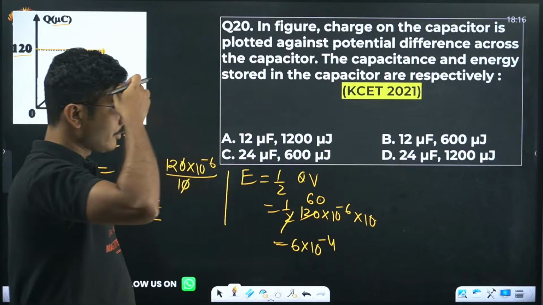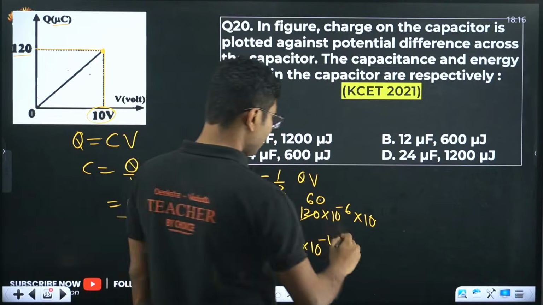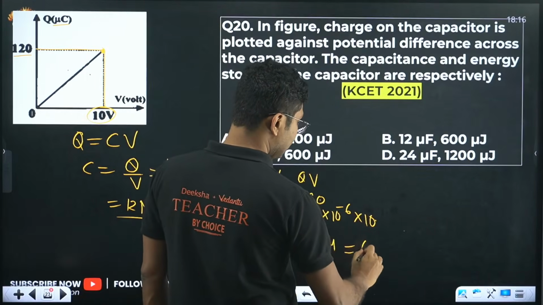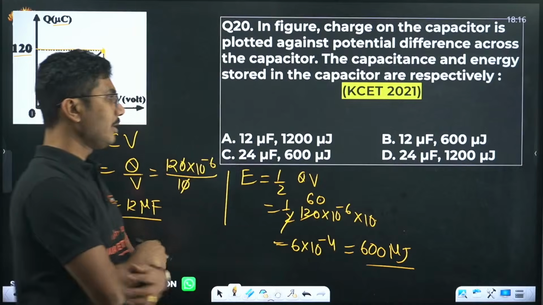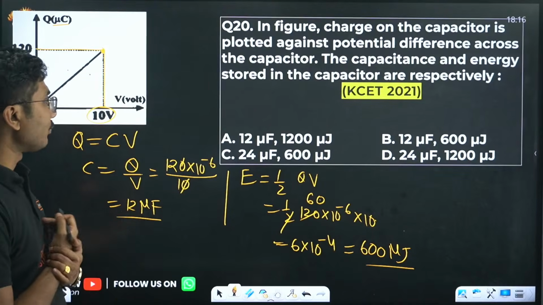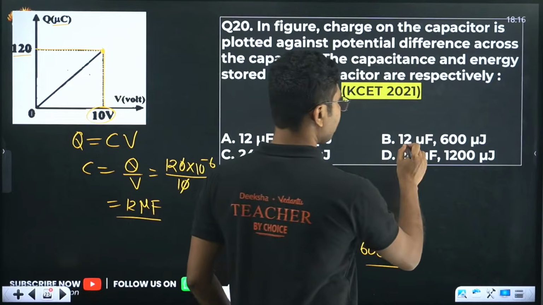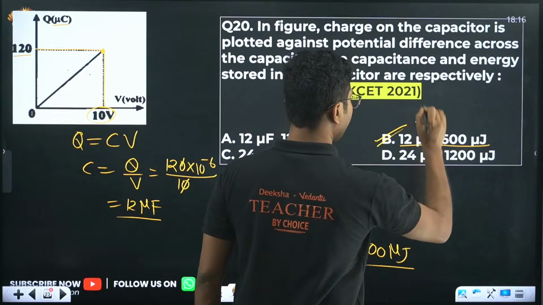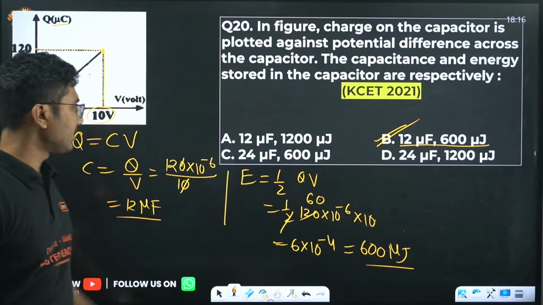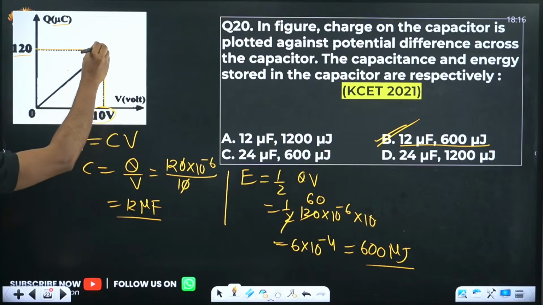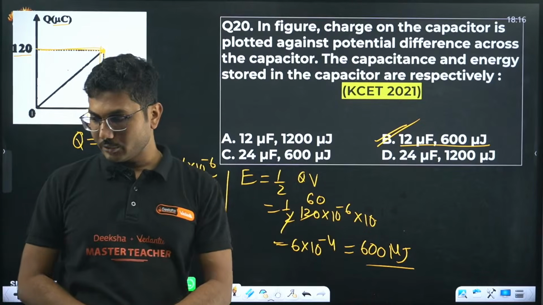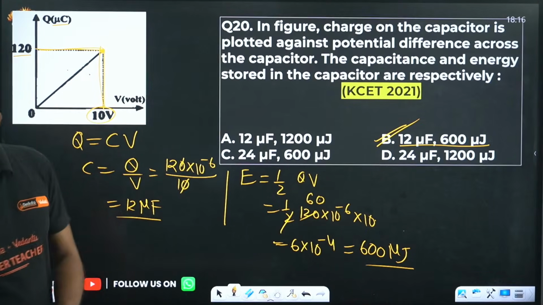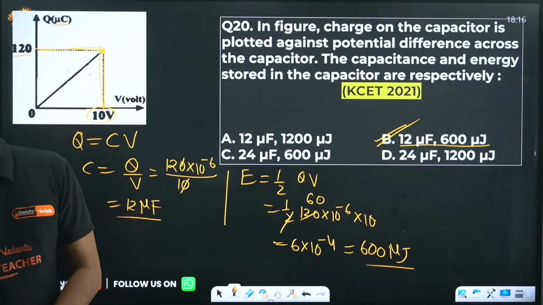6 into 10 to the power of minus 4, or you can say that it is 600 microjoules. So 12 microfarad, 600 microjoules. So obviously the correct combination is B. Very easy question. You only need to figure out that voltage and charge both are given, so you can use the formulas to calculate. Yes, most of you have answered correctly.